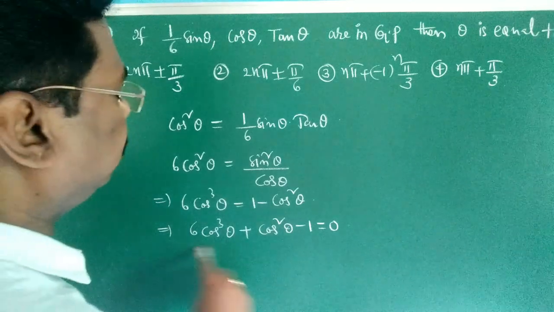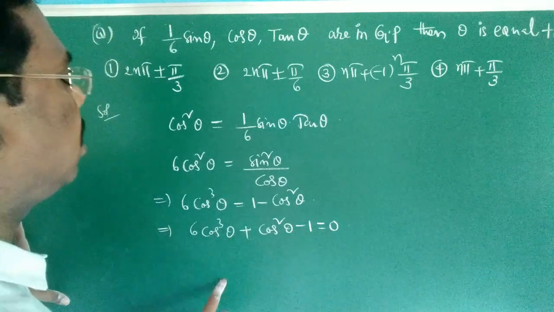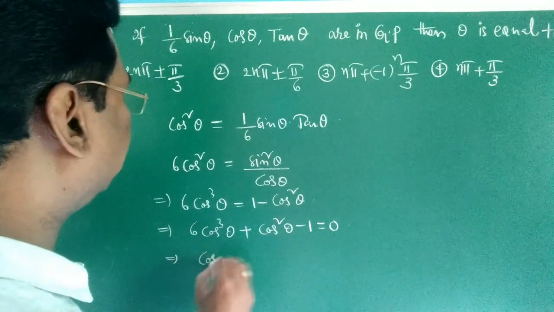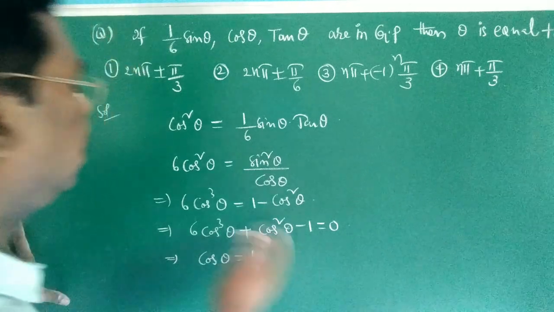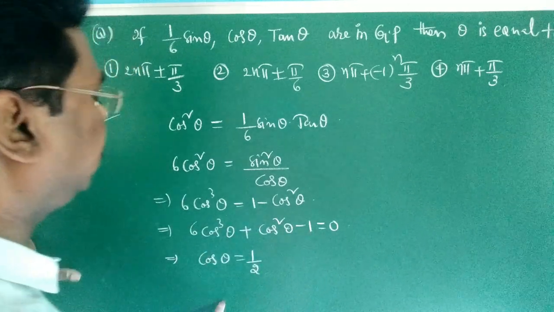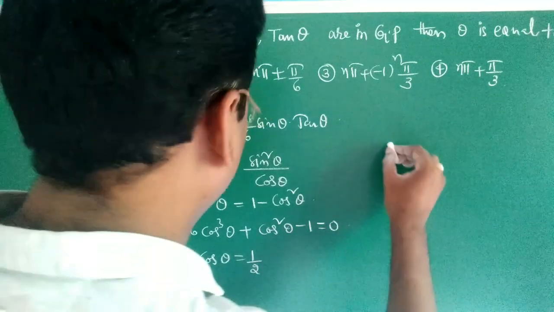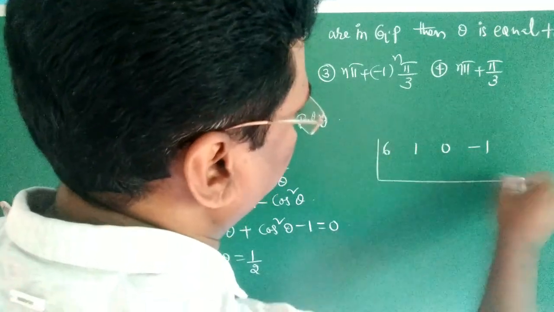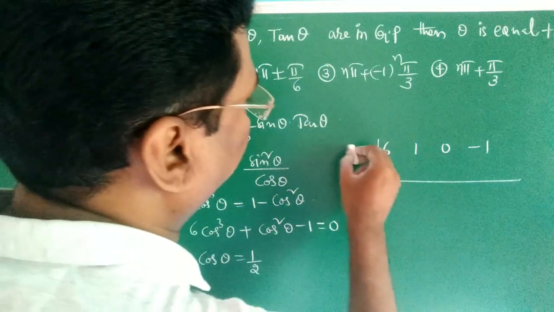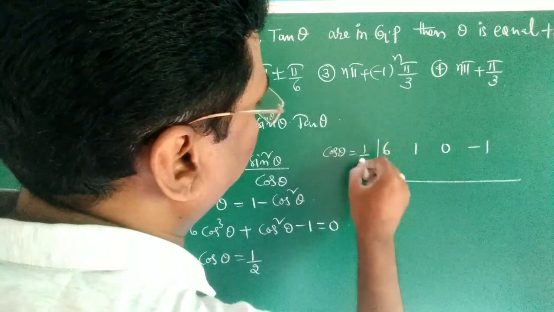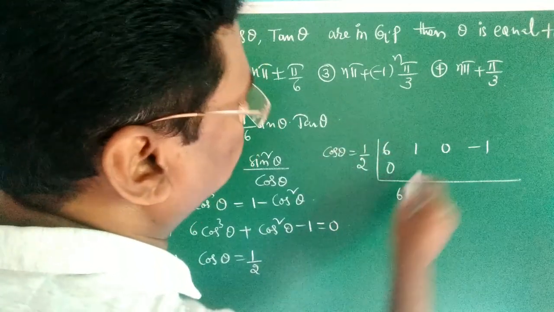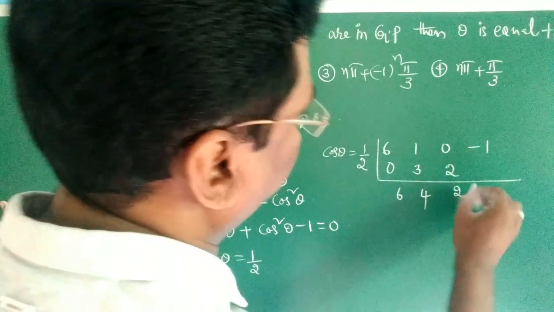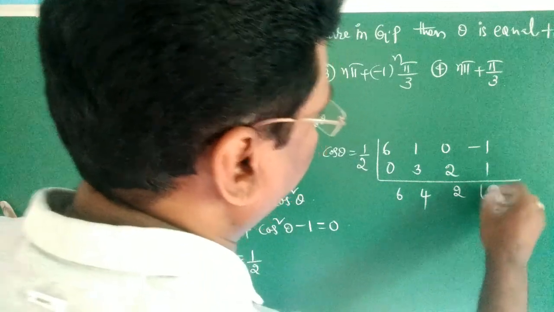Now 6 cos³ θ + cos² θ − 1 = 0. Now here, it is a cubic equation in cos θ. By trial and error method, cos θ = 1/2 is one of the roots. Now by synthetic division, here 6, 1, 0, −1, with cos θ = 1/2: 3, 3 plus 1 is 4, 4 into 1/2 is 2, 2 plus 0 is 2, 2 into 1/2 is 1, here 0.